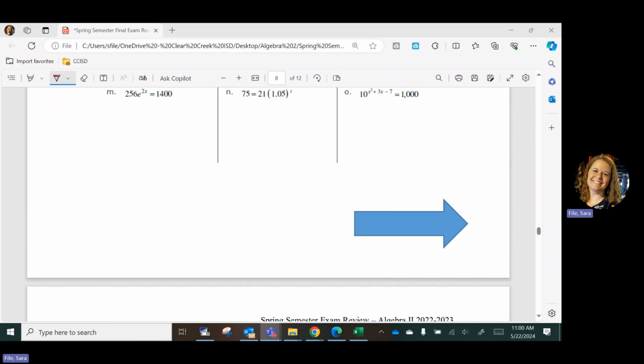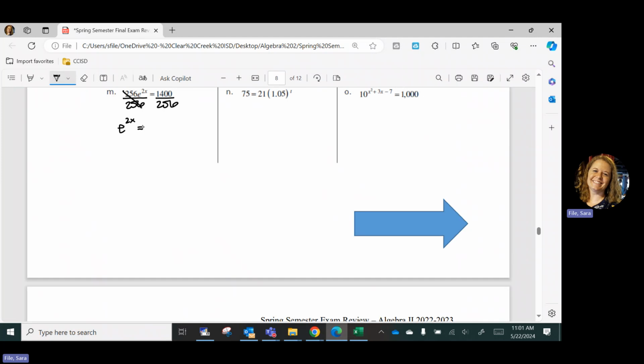So I'm down here on M now. We are given exponential form, but that x is up in the exponent, so we need to get it down by rewriting this in log form. When you are rewriting between the forms, your exponential or log expression has to be isolated. So that e to the 2x power has to be by itself before I rewrite this in log form. I've got to get rid of that 256 first, so I'm going to divide by 256 to isolate the exponential expression.